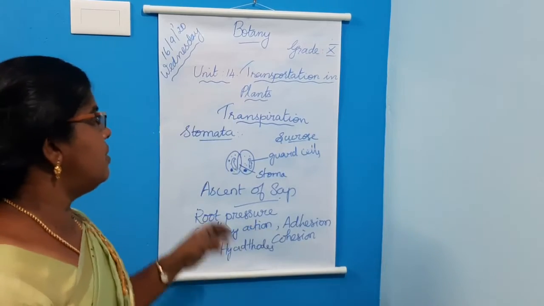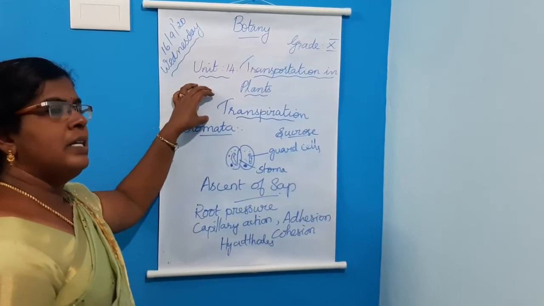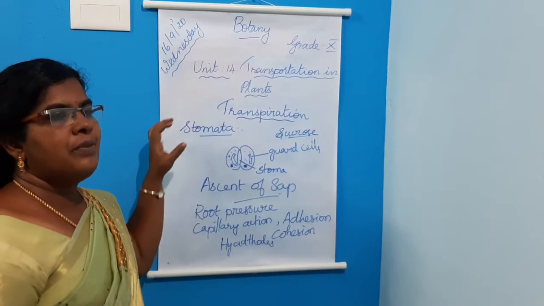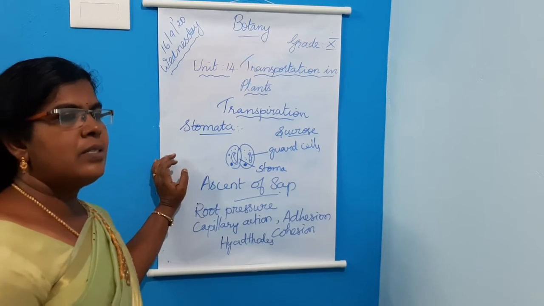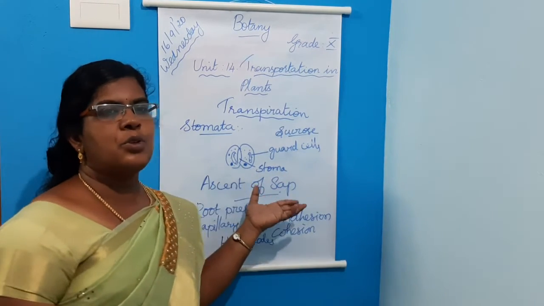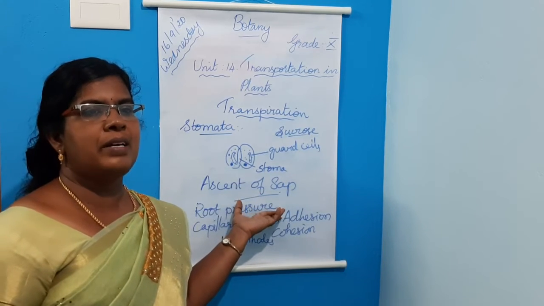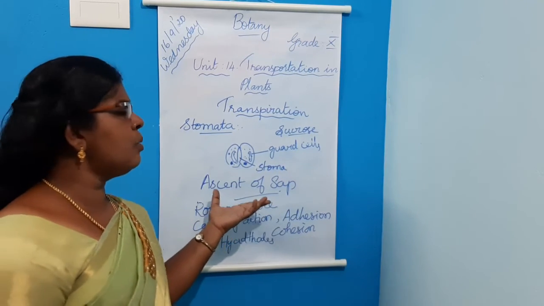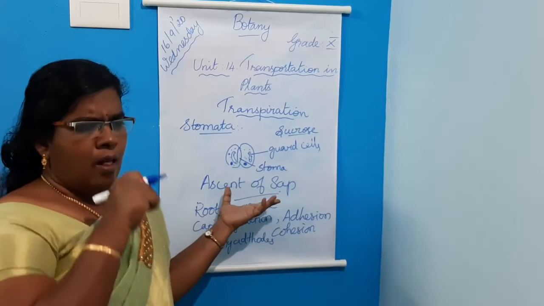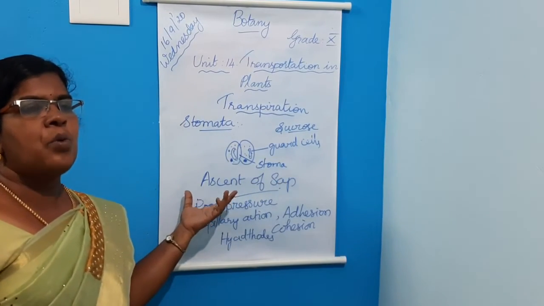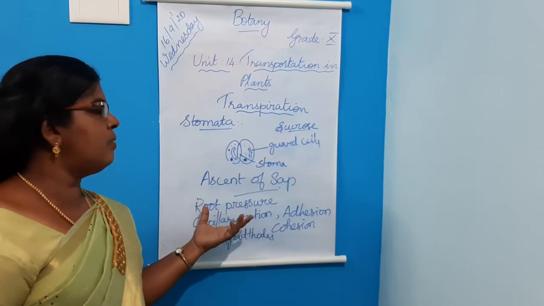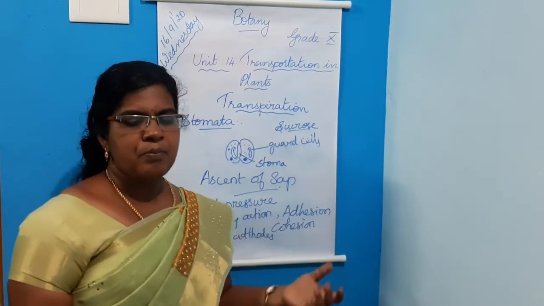So, children, you all learned about transpiration. What are the factors affecting the rate of transpiration? What is the importance of transpiration? What is root pressure? Then movement of ions, transport in phloem. Next, ascent of sap. What are the factors responsible for ascent of sap?